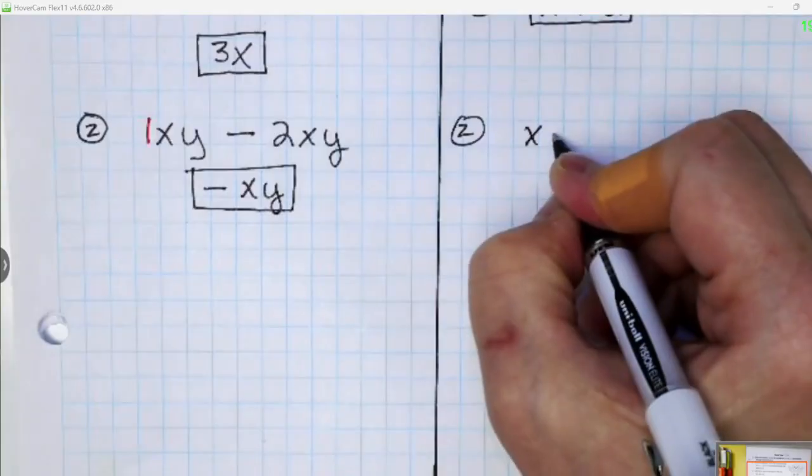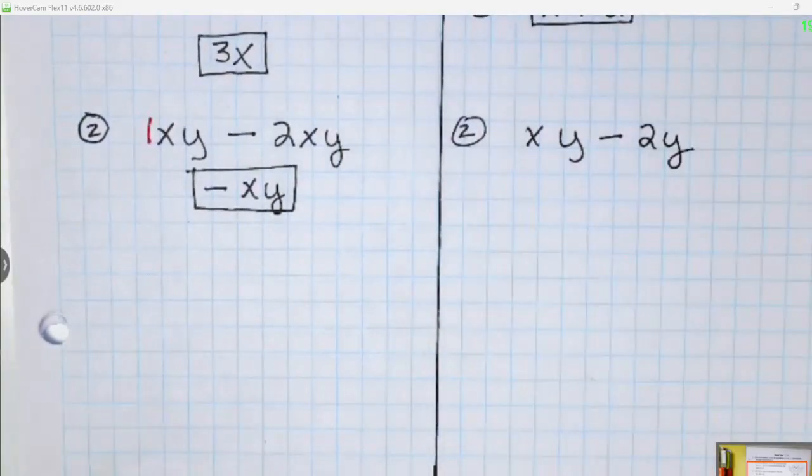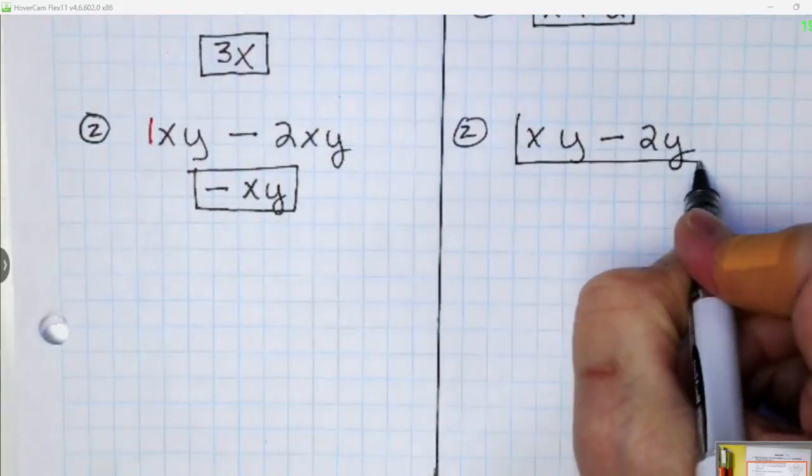So in this one, if you have an xy minus a 2y, even though they both have a y, they don't match perfectly. If they don't match perfectly, you can't add them and you're done.